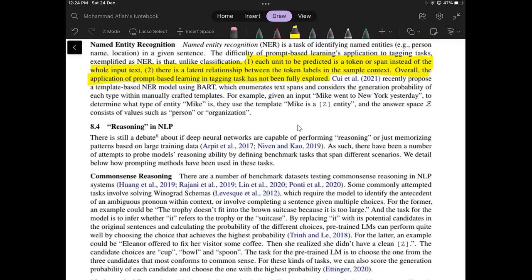So Cui et al. recently proposed a template-based NER model using BART, which enumerates text spans and considers the generation probability of each type within manually crafted templates. So for example, you have this: Mike went to New York yesterday. To determine what type of entity Mike is, they use a template, Mike is a Z entity, and the answer space Z consists of values such as person and organization.